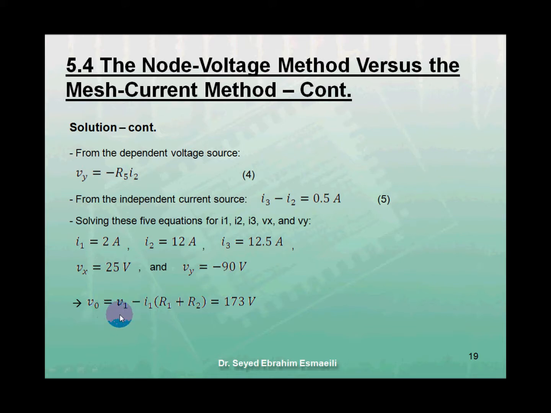Vout equals V1 minus I1 times (R1 plus R2), which equals 173 volts.